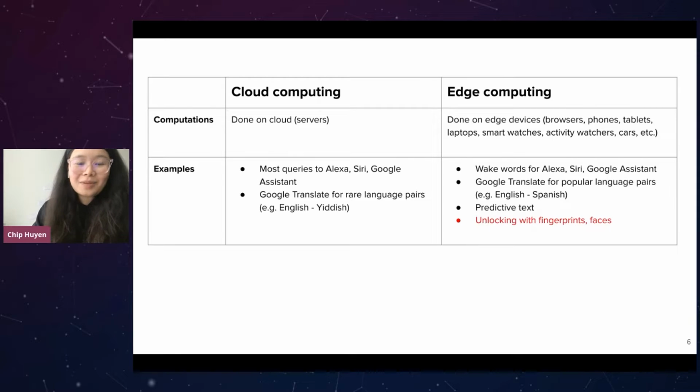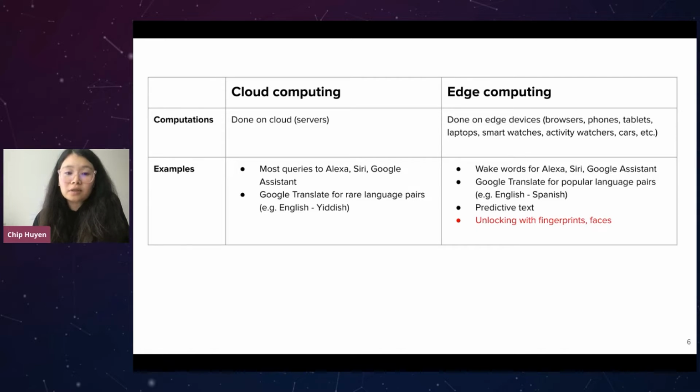The first topic: edge computing is one of the phrases that has gotten so much traction in the last decade, and it's for good reason. I'd like to refresh the audience. Cloud computing is when a lot of computation is done on the cloud, on servers, for example AWS, GCP, Azure. Edge computing is when a large chunk of the computation is done on edge devices, which can be phones, tablets, smartwatches, or browsers.